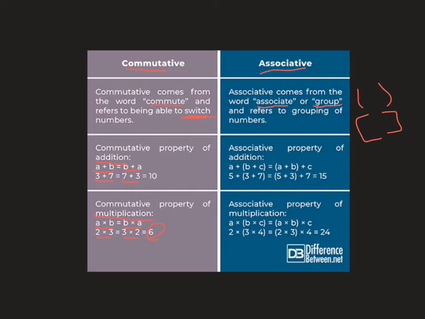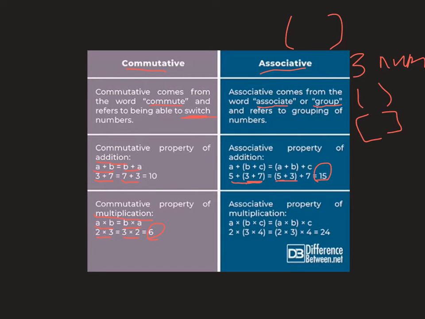So, for example, if I'm adding 3 numbers together, 5 plus 3 plus 7, I could add 3 plus 7 first, and then add in 5. Or I could add 5 plus 3 first, and then add in 7, because both times I get the answer of 15. So whenever you see parentheses or 3 numbers, you should think of the associative property.